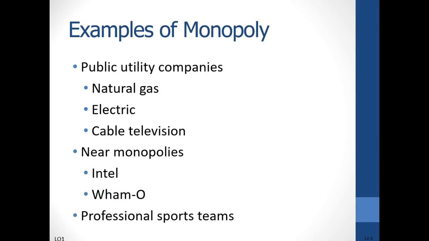Pure monopolies are rare, but many examples of near monopolies exist. Examples of monopoly or near monopolies today include the gas company, electric company, and the cable TV company. Private companies such as Intel, which enjoys 80% of the market for microprocessors, and Wham-O, which has 90% of the market for frisbees, provide examples of near monopolies. Even professional sports teams may enjoy being a monopoly in their respective geographic area. Of course, there is almost always some competition even for these firms.